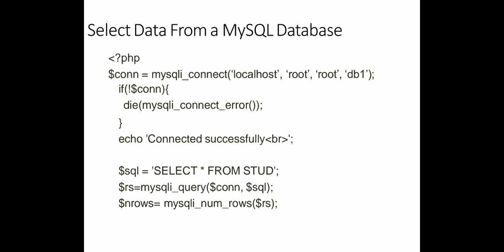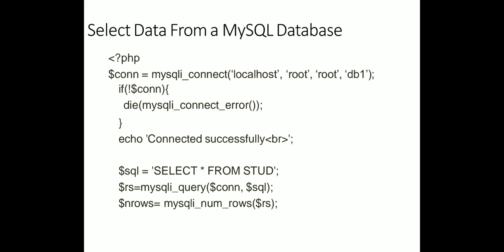So what is the query? Select star from stud. As you all know, select star will give you all the records present in the stud table. Data stored in the database is always in tabular format, right? So when you fire a query like select star, it gives all the records of that particular table, whichever table name you have provided. The query I have given to the variable $sql.